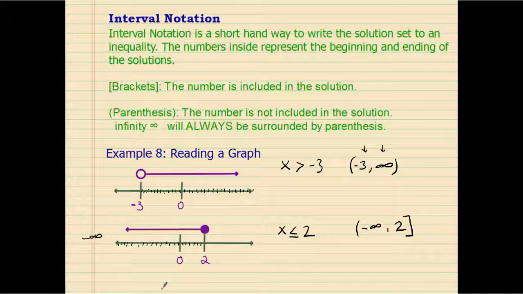Therefore, we're going to use a square bracket instead of a parenthesis. A parenthesis means the number is not included, and a bracket means the number is included in the solution set. When a number is not included in the solution set, we use an open circle and parenthesis. When a number is included, we use a filled circle and square brackets to indicate that.